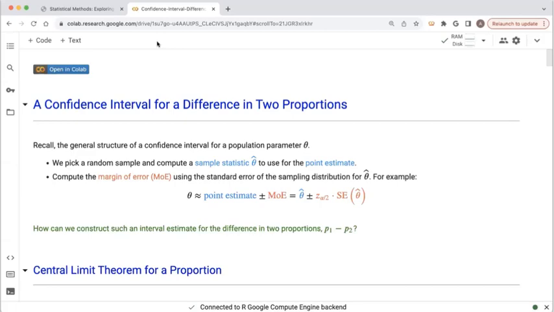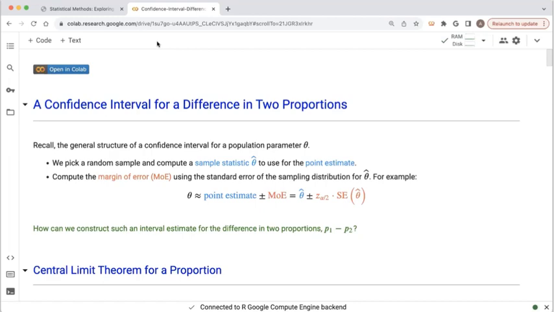All right, welcome everybody. In this video, we'll explore how to construct a confidence interval for a difference in two proportions from two independent populations. We've worked with confidence intervals for a difference in two proportions using bootstrap distributions. Now we're going to develop a parametric method for constructing these confidence intervals using the central limit theorem.